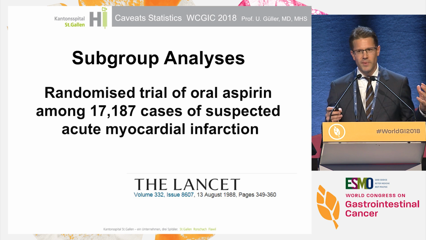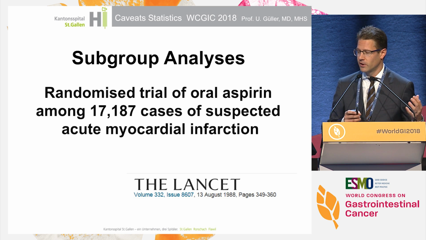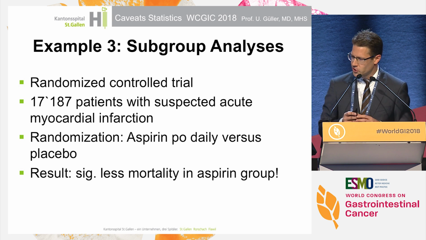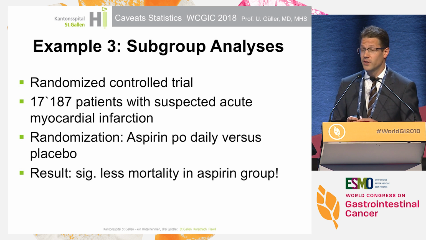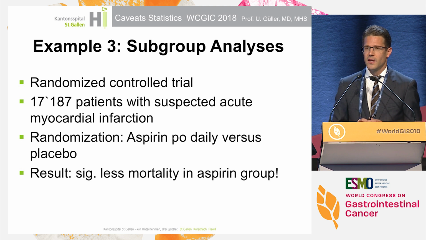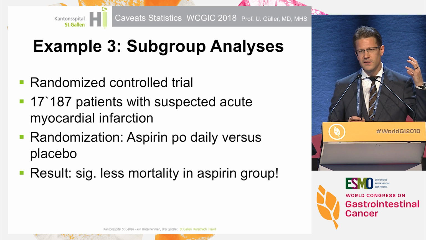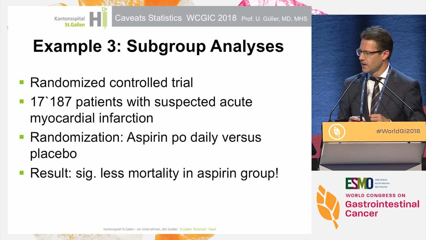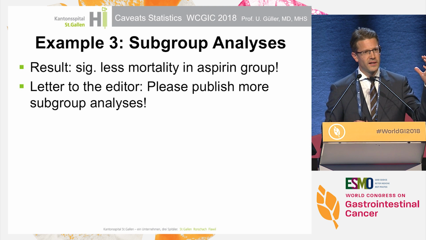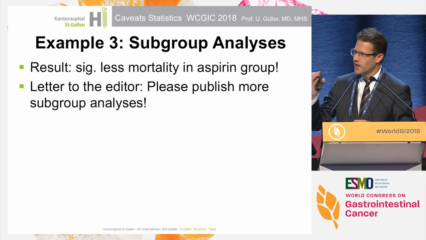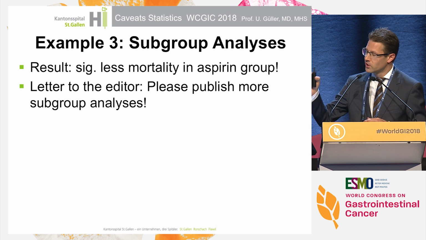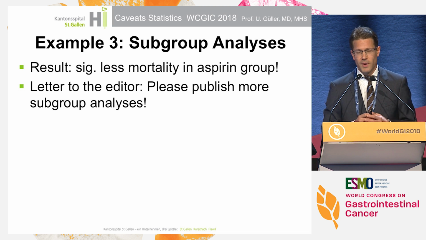It was a randomized trial in patients with suspected acute myocardial infarction. So a randomized controlled trial with over 17,000 patients with suspected acute myocardial infarction. They were randomized 1-to-1 to aspirin PO daily versus placebo. And the result showed a statistically significantly decreased mortality in the aspirin group. So this result was clear-cut, statistically significant and clinically relevant decrease in mortality in patients with suspected acute myocardial infarction who were randomized to the aspirin arm. And this paper was published.